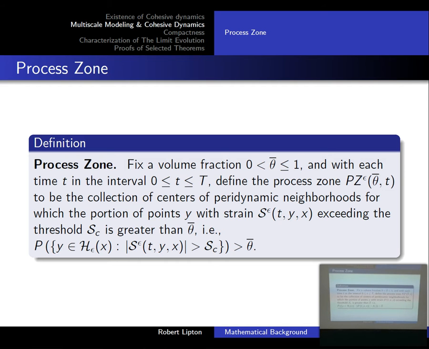So basically we'll just say that theta hat is the value, and the peridynamic process zone is all x's for which this quantity is bigger than theta hat. So a certain proportion of bonds have absolute value bigger than the softening value. And now we ask, what can we say about this set X, for which neighborhoods about a point X are softening, or some proportion of these bonds are softening?